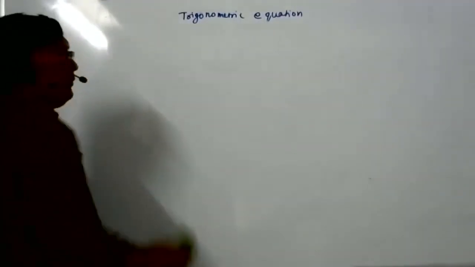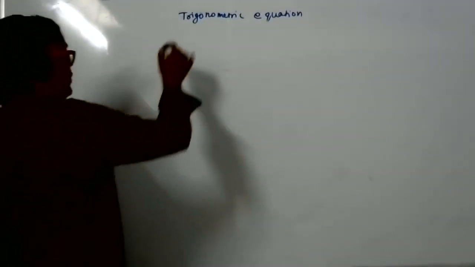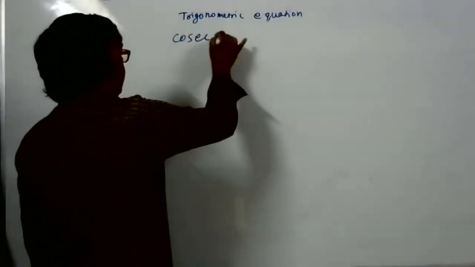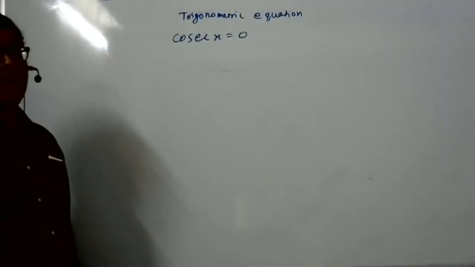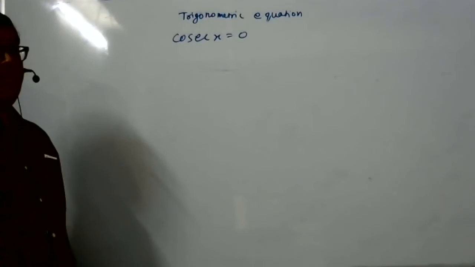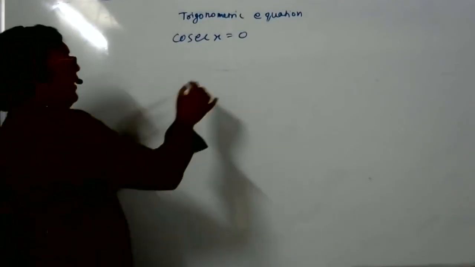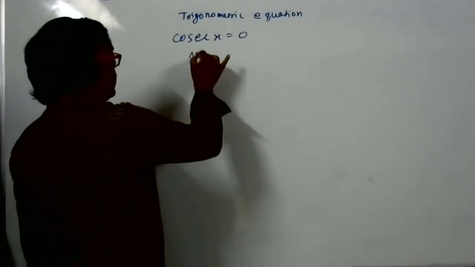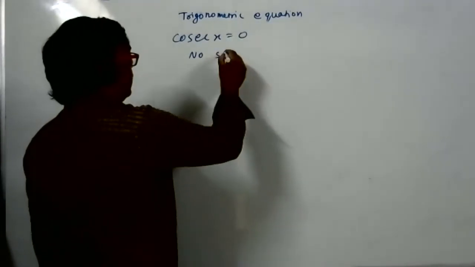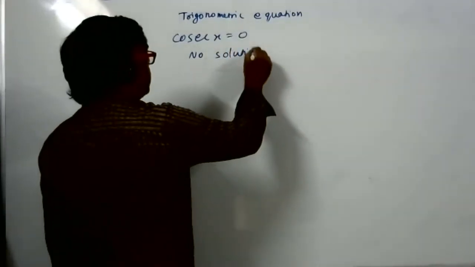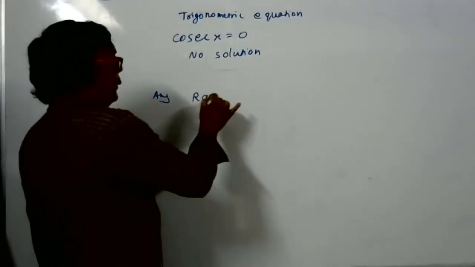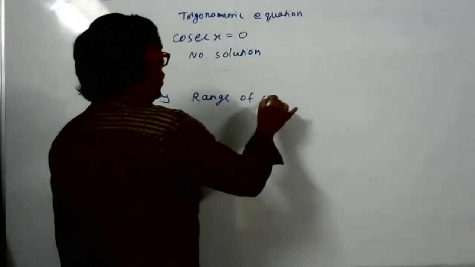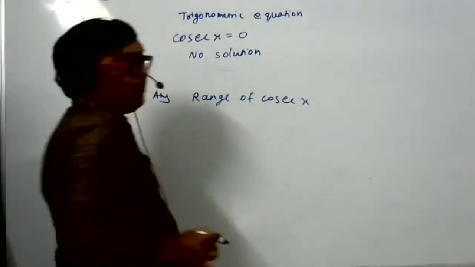If I say cosecant x is 0, when is cosecant x 0? When sin x is 0, cosecant x is 0? The answer is no solution. No solution. Cosecant x is never 0, students. What is the range of cosecant x? What is the answer of cosecant x? Range of cosecant x. Anybody remember?